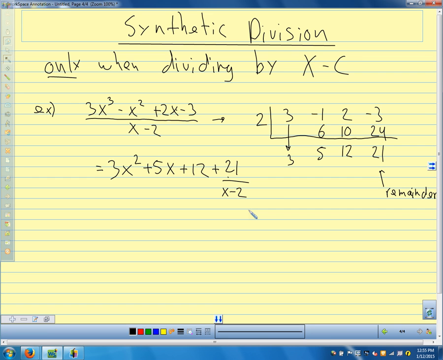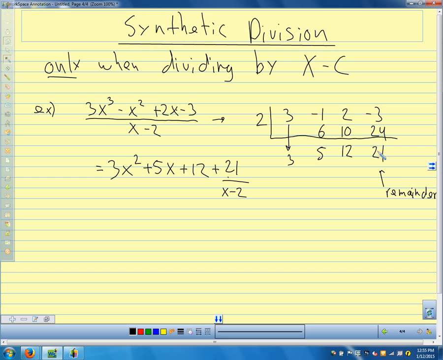So you go like a degree down? Yes, so we divided a third degree polynomial by a first degree polynomial, so we end up reducing the degree by 1. And our remainder is 21. So this is our polynomial. This remainder, we'll talk about what this remainder tells us in just a second.